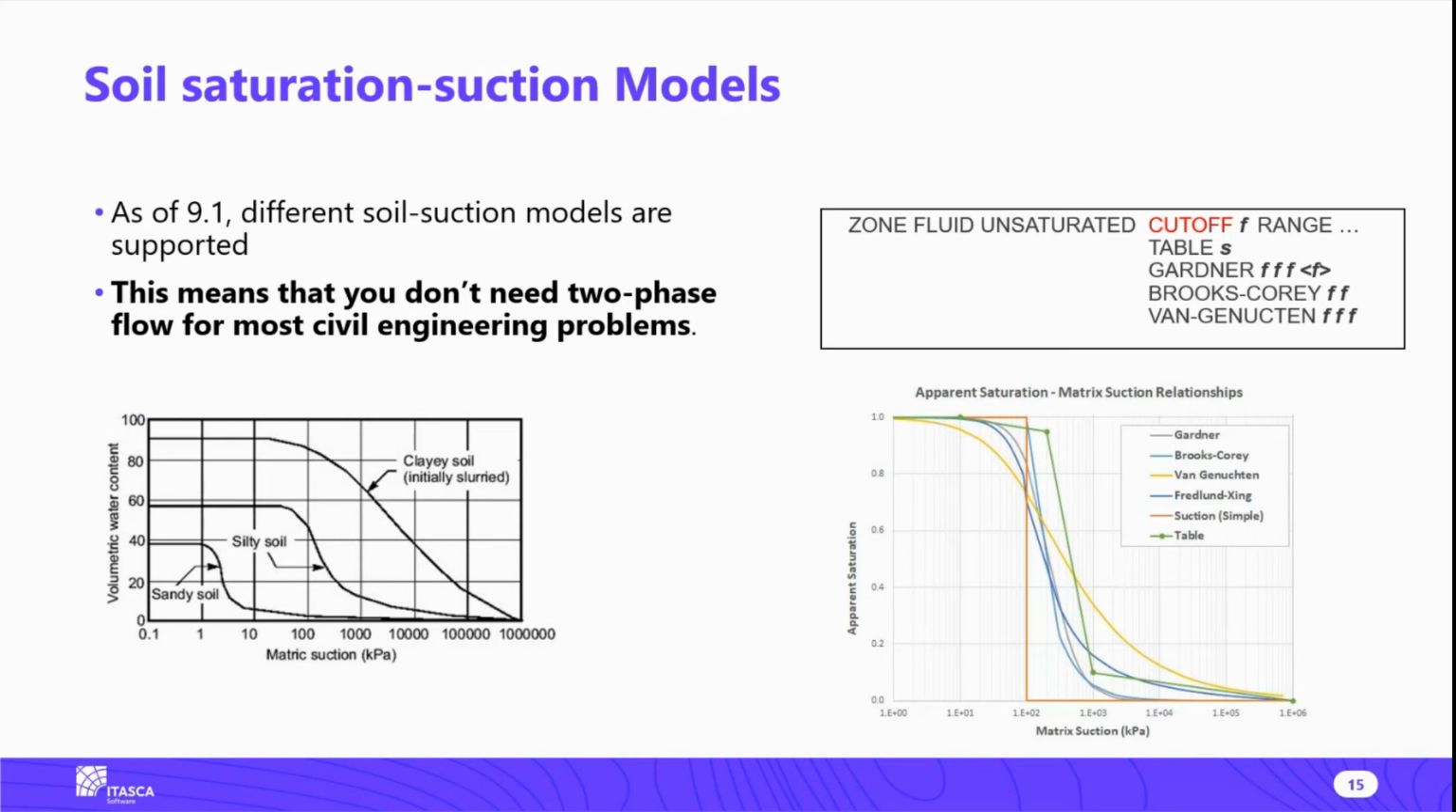And so we've added in version 9.1 and beyond these other options here where you can specify the Gardner curve, the Brooks-Corey curve, and the Van Genuchten curve. And this one in red, the cutoff, is what has always been there, okay? If you don't like any of these ones that we give you, you can just create a table and create whatever kind of relationship you want. And so these kinds of curves are shown here in this plot on the bottom right.